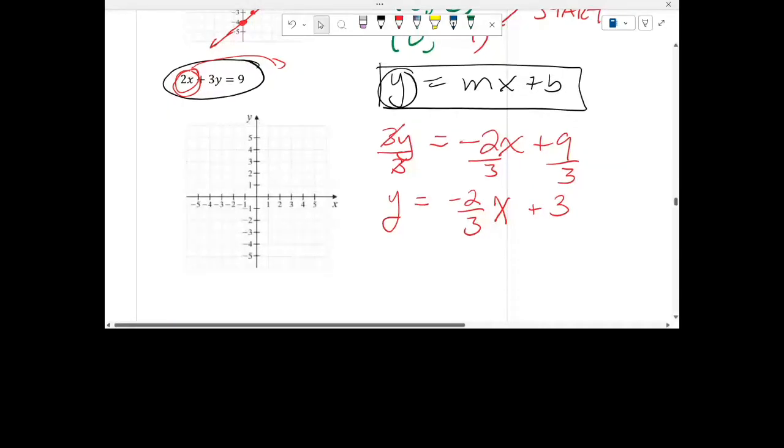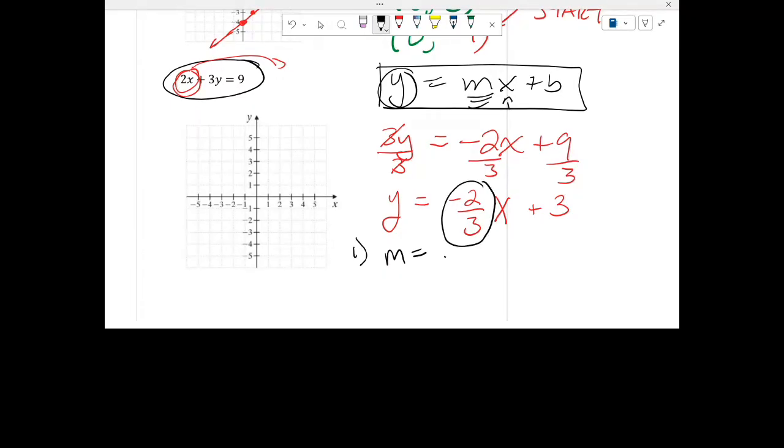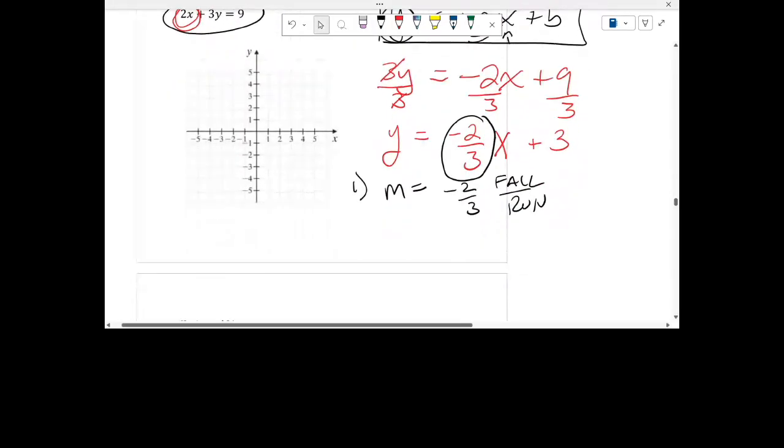Okay, now I'm going to come back and I'm going to do my step number 1. What's my m? Remember, y'all, m is the number that's in front of my x. Look at the number in front of our x. It's a negative 2/3. Since it's negative, y'all, this is going to be a fall over the run, right?